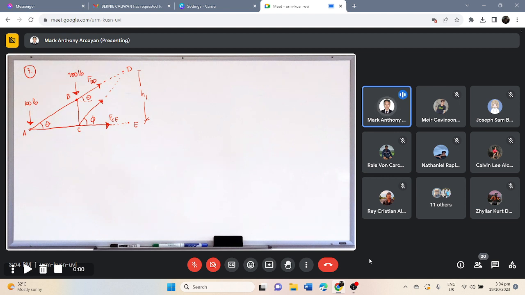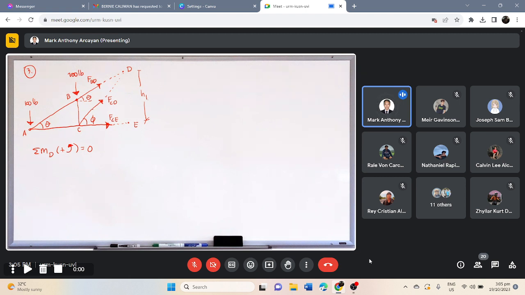Okay. So I guess we can start. So what we can do is perform summation of moment at point D. Why I did this is because at point D, two unknowns disappear immediately, the FBD and the FCD. So we can solve directly for FCE. So positive counterclockwise, that is equal to 0.